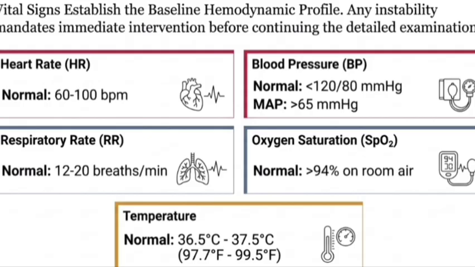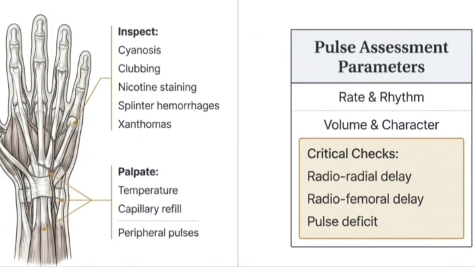Extremely essential that saturation of oxygen is above 94%. Then you come on to the hand examination. You look for cyanosis, clubbing, nicotine staining, splinter hemorrhages, xanthomas, and palpate for temperature, capillary refill, and radial pulse for rate, rhythm, volume, character, radiofemoral delay, and any pulse deficit that could be elicited should be promptly evaluated for.